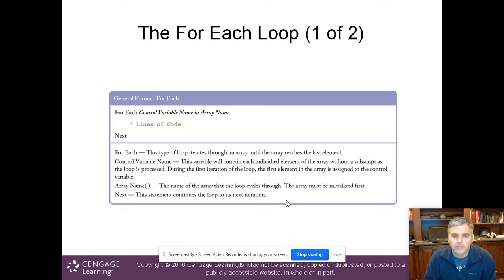So the for each loop is a different kind of loop, kind of like the for next, but this loop is used specifically to work with arrays. This type of loop iterates through an array until the array reaches its last element. So we have the control variable name. This variable will contain each individual element in the array without a subscript as the loop is processed. During the first iteration, the first element in the array is assigned to the control variable. Then we have the array name. This is the name of the array that we're looping through. And then we use the next keyword as we would in a for next loop.